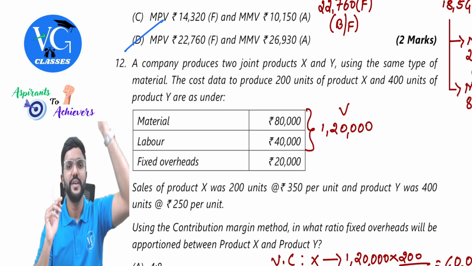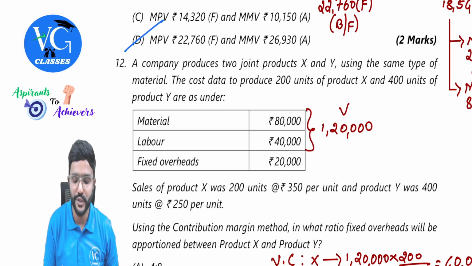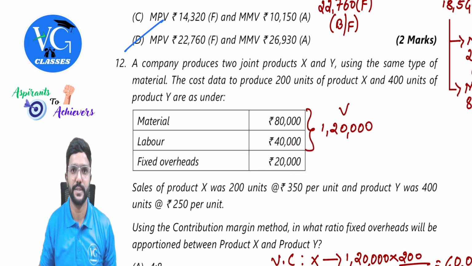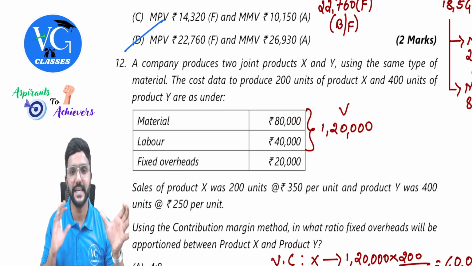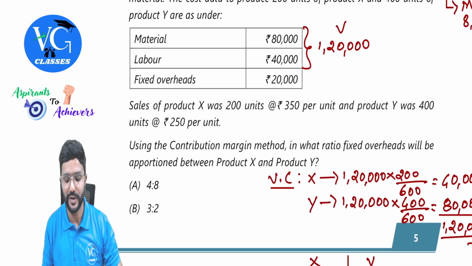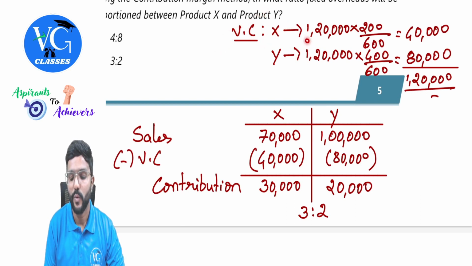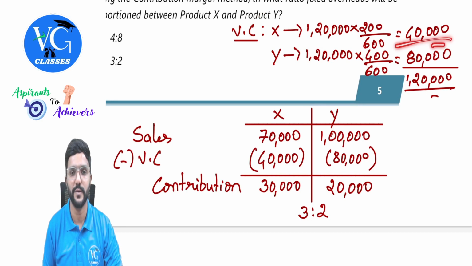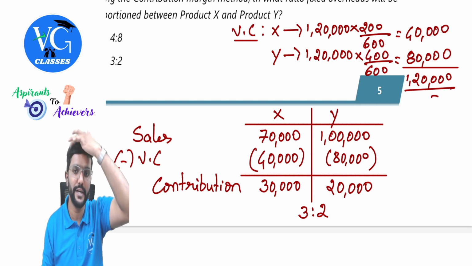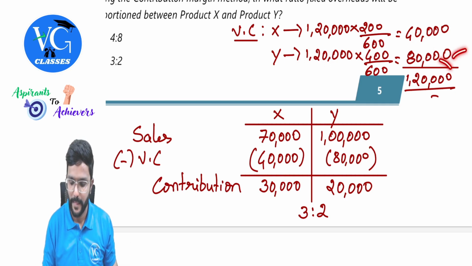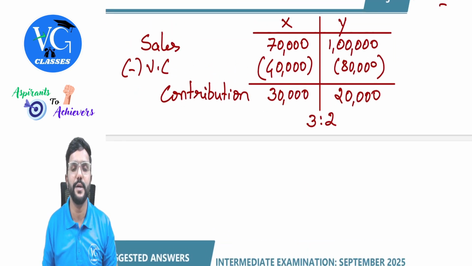How do we get contribution? Sir, sale value minus variable cost. We get contribution. We will use that as a ratio to apportion the fixed cost between joint products. Got it? First, we will take this 1,20,000. We will split it between product X and Y in 200 and 400 ratio, guys. I have done it here. Variable cost for X, how much we will apportion? 1,20,000 into 200 by 600. We will get 40,000. And for Y, 1,20,000 into 400 by 600, which is 80,000.